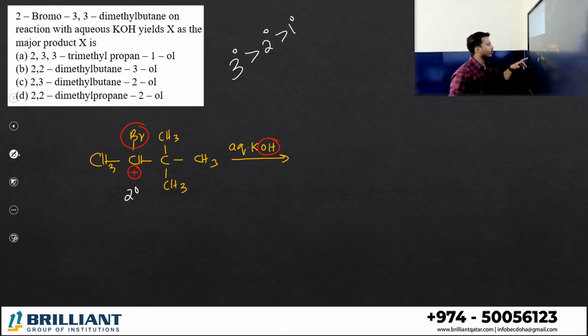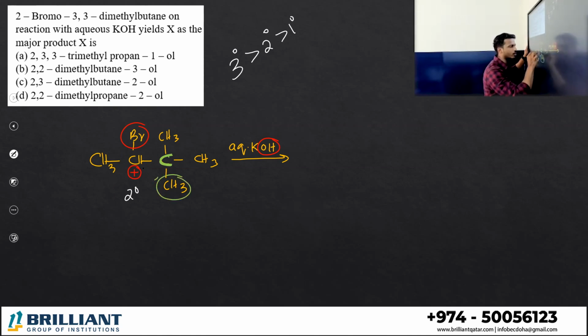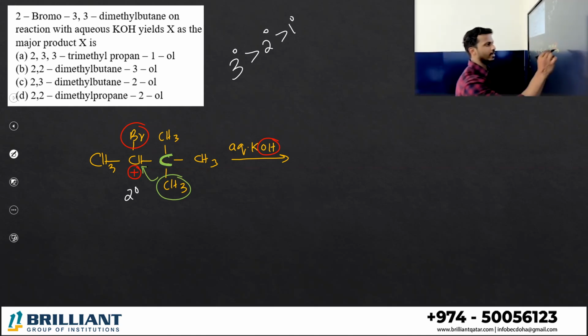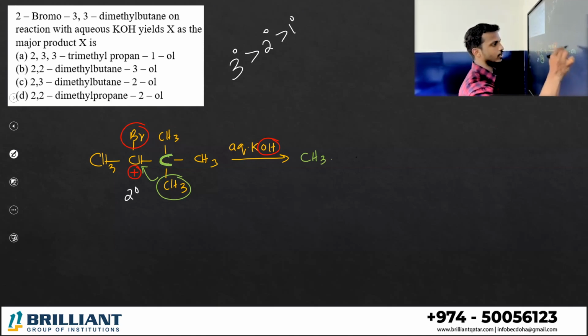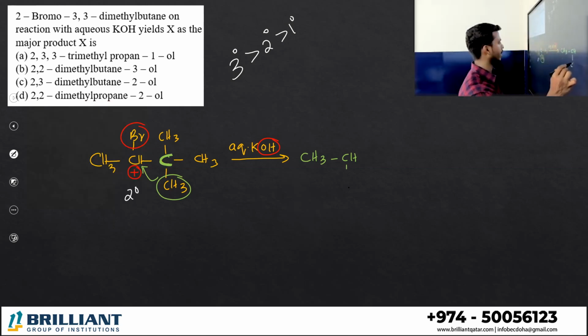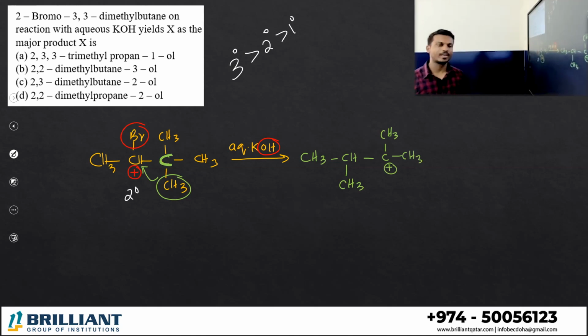How? You look at the nearby carbon. If you look at this carbon atom, it has 3 methyl groups. If you transfer one of the methyl groups to this carbon, the positive charge will be on the other carbon. What will you get? CH3, CH, the bromine already removed, CH, then CH3, this CH3 removed, then C, CH3, CH3. Now the new positive charge is here.